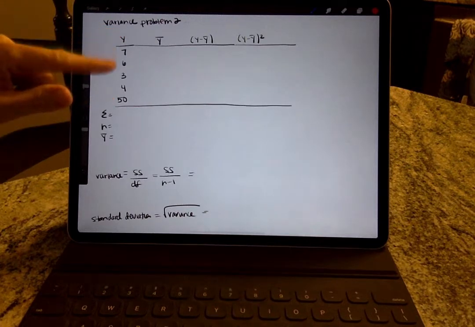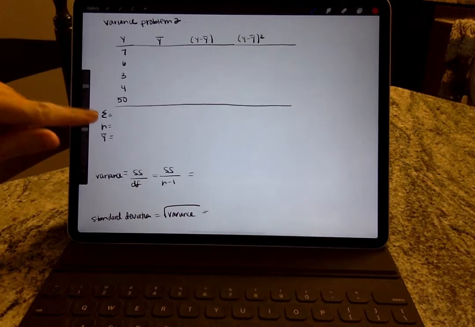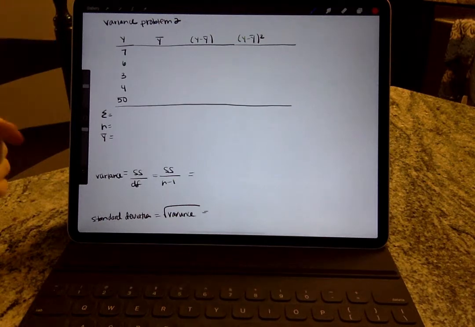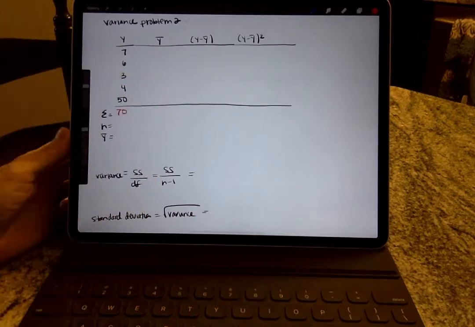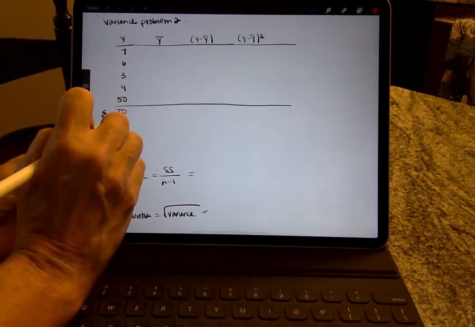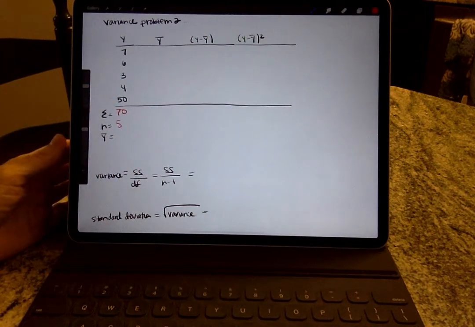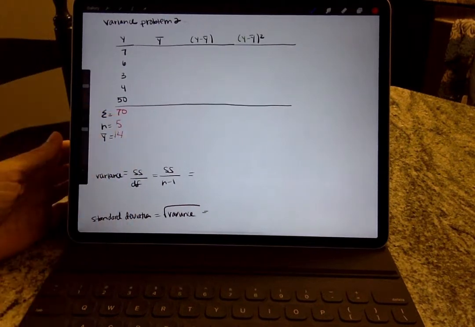So our numbers here are 7, 6, 3, 4, and 50, which is absolutely an outlier. So let's go through this whole problem. First thing we're going to do is get the sum, n, and the mean of this column. When you add all these numbers together, the sum is 70. N is the number of observations, so we have 5 observations here. And the mean is 70 divided by 5, which is 14.